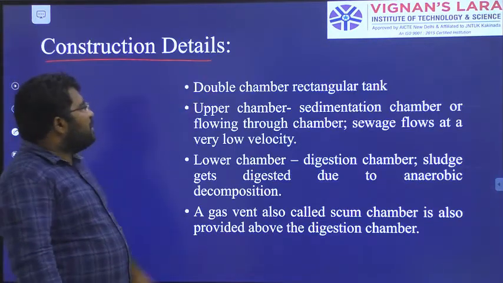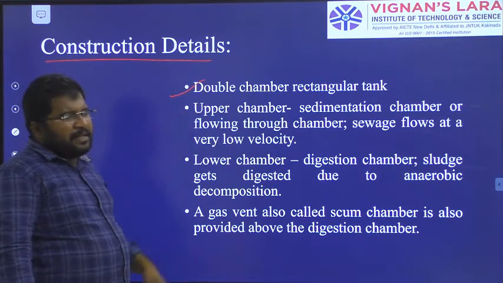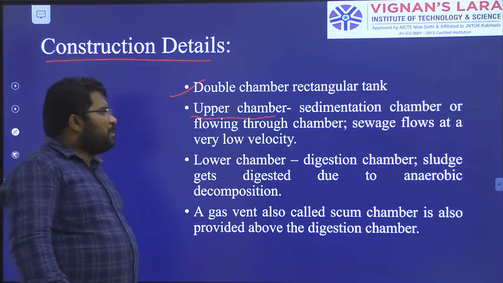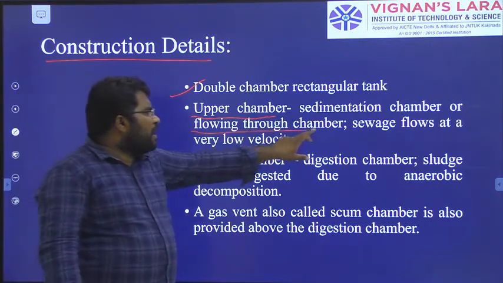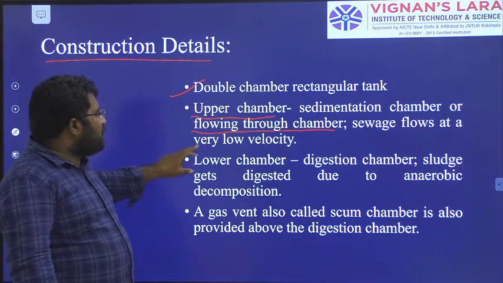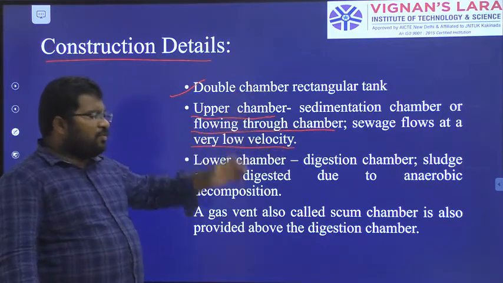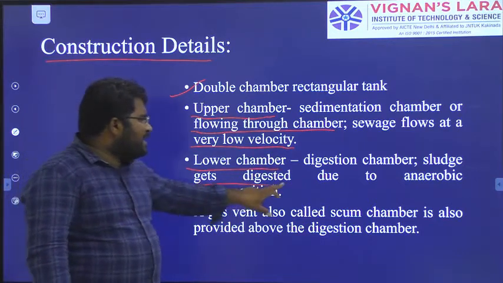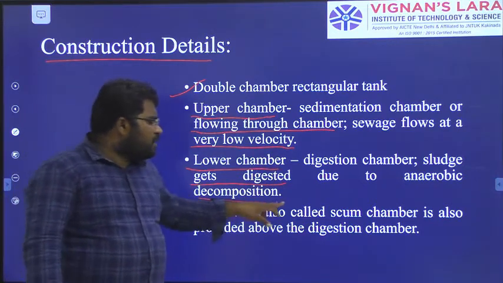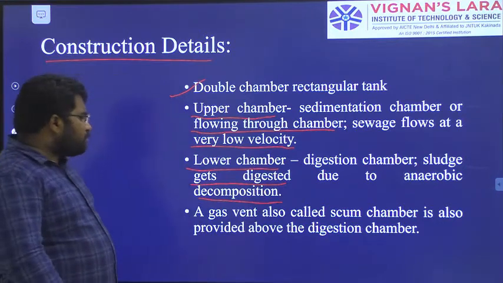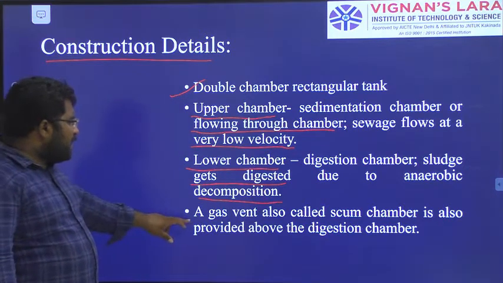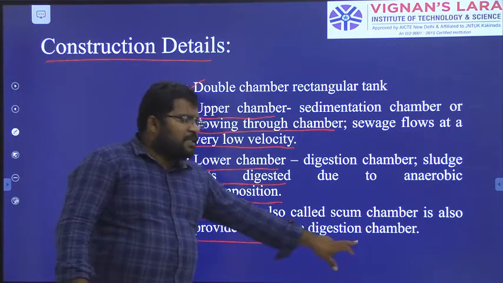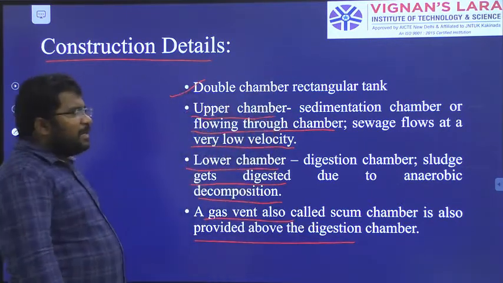Construction details: it is a double chamber rectangular tank. Two chambers are there, upper chamber and lower chamber. The upper chamber is called the sedimentation chamber or flowing-through chamber, since the sewage flows at very low velocity. The lower chamber is called the digestion chamber. The sludge gets digested due to anaerobic decomposition. A gas vent, also called the scum chamber, is also provided above the digestion tank. It is already there in the diagram we saw.